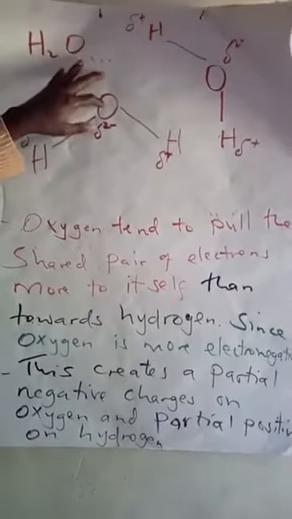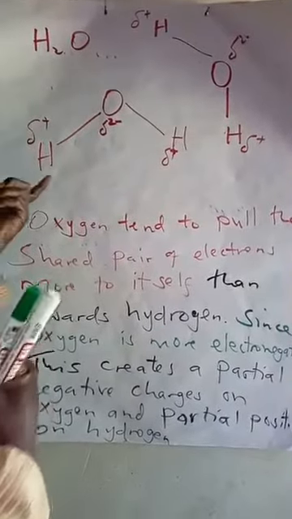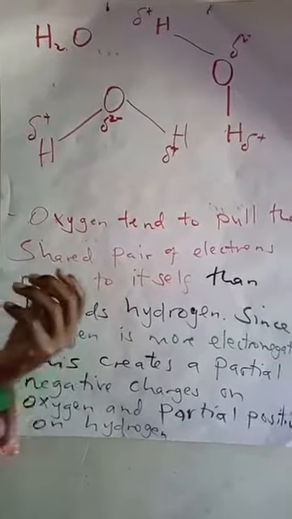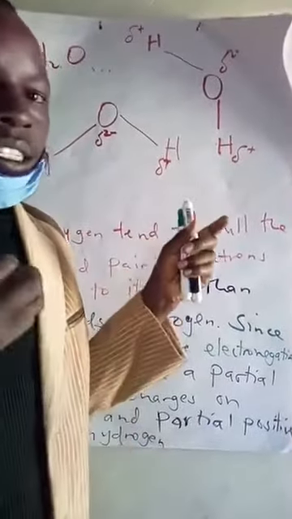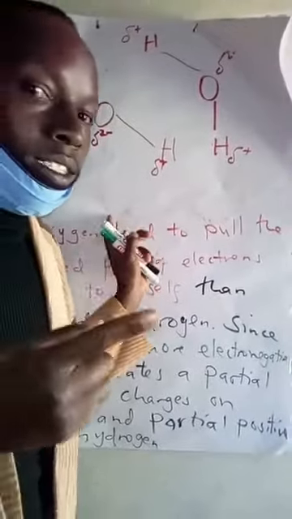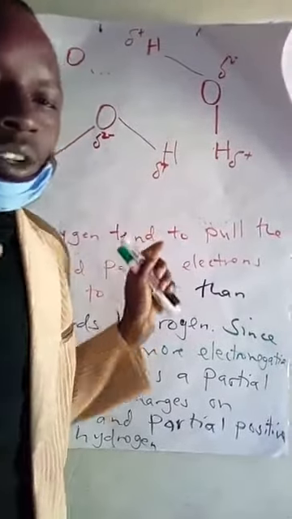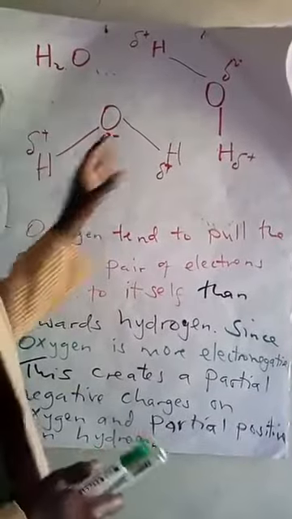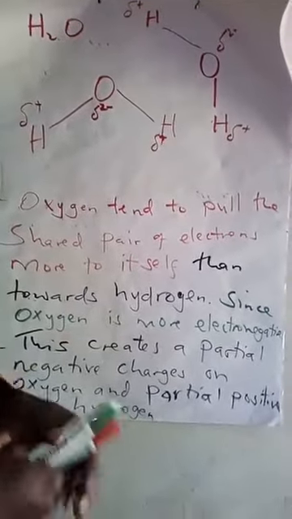Why do we have partial charges? Because oxygen is more electronegative. It pulls the two electrons to itself, leaving hydrogen a bit far from the two electrons. So it looks more like oxygen gains and hydrogen loses. It does not actually lose, but it looks something like it loses an electron and this one gains. So in so doing, it creates partial negative and positive charges.